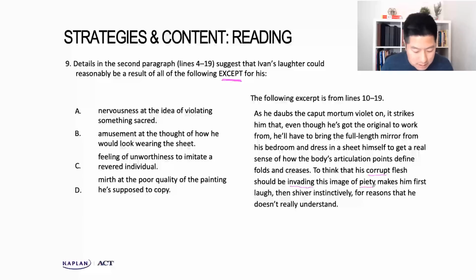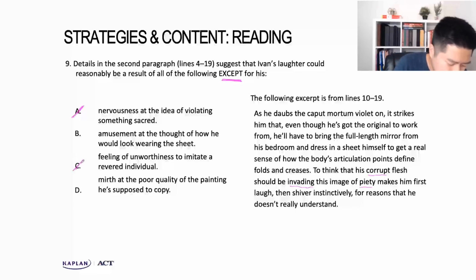Nervous and violating something sacred. Yeah, that matches up, right? It could be a reason, so let's get rid of it as an answer. And B, amusement as how he's wearing the sheet. Yeah, I mean, I don't know if he's so much amused by how he looks, but I guess that could work. Let's hold off on that for now. C, feeling of unworthiness. Definitely, right? He calls his flesh corrupt, so there's no way that C is the answer.